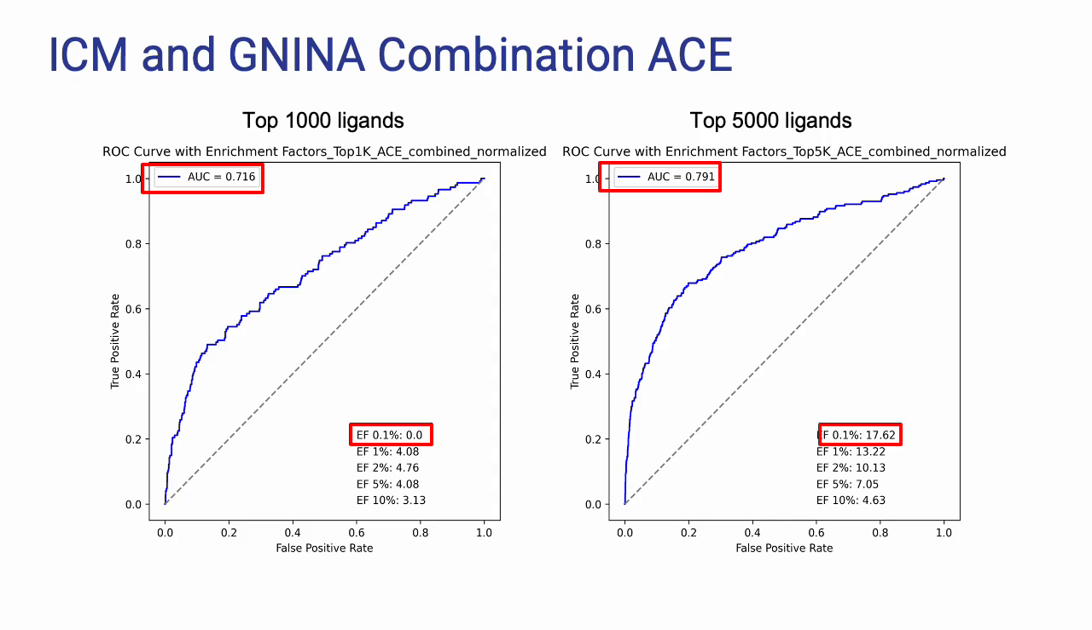For ACE, AUC values were 0.72 and 0.79, with EF values of 0 and 17.6 for the top 1000 ligands and top 5000 ligands respectively, again showing good discrimination between actives and decoys but poor enrichment.